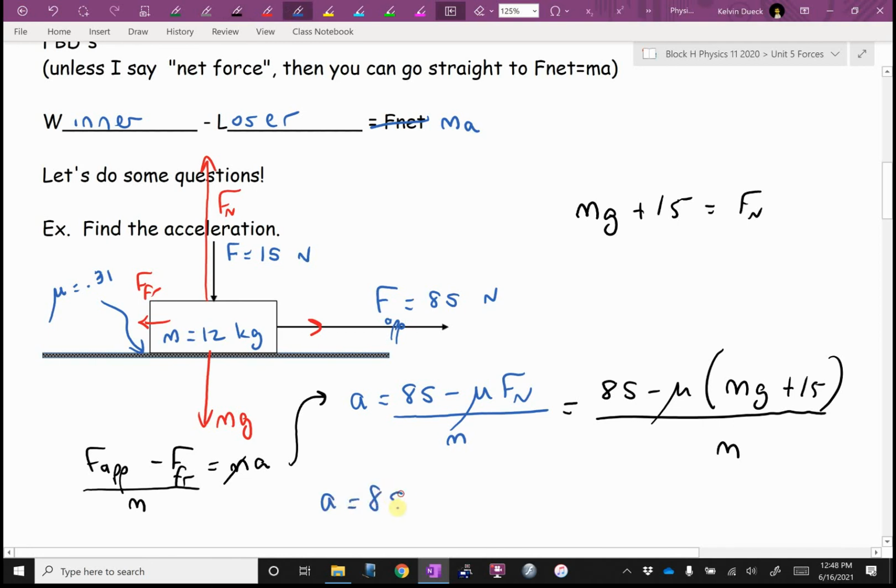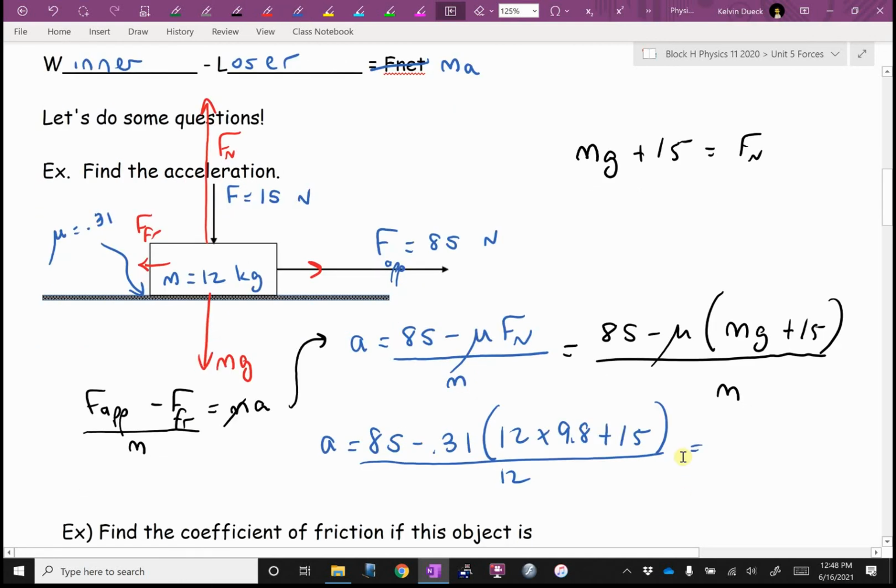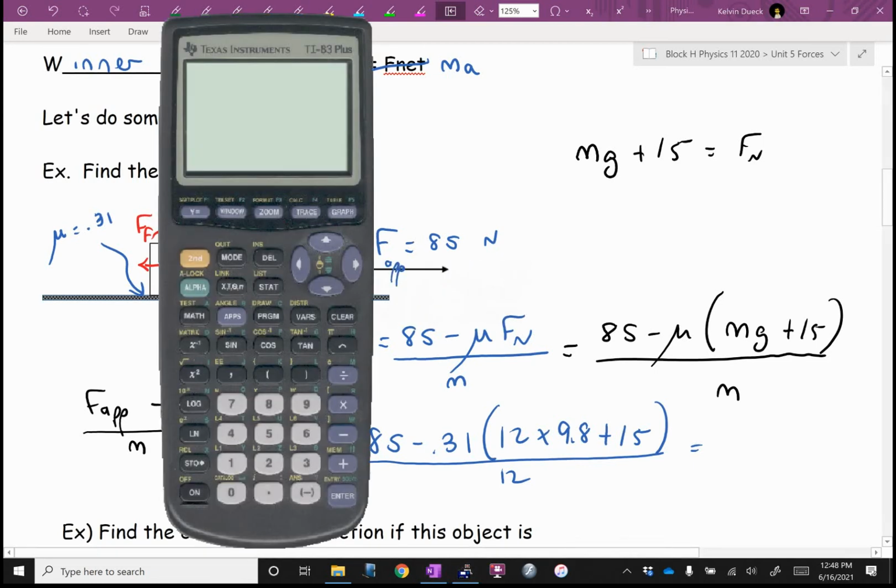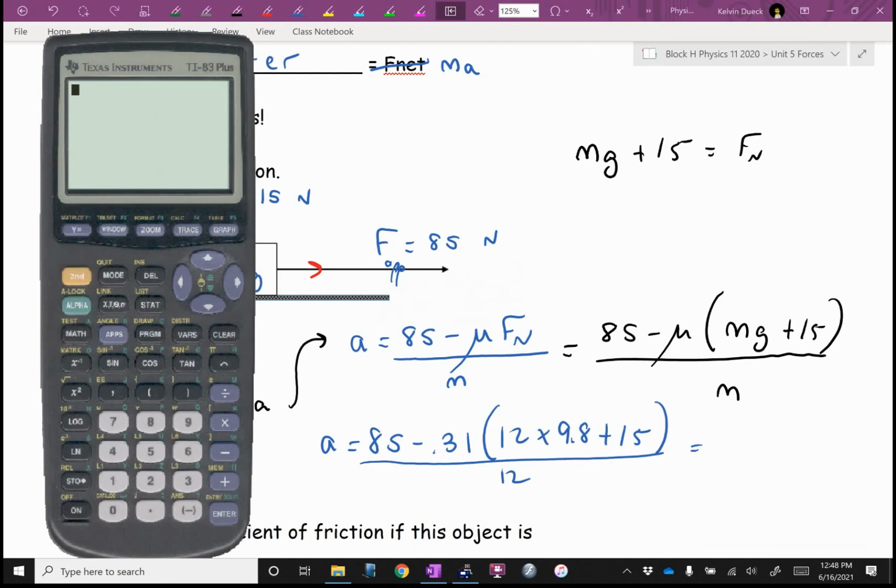I can go 85 minus what's mu? I don't know what's mu with you. 0.31. 12 times 9.8 plus 15, all over 12. Everybody try typing this in. This is good calculator practice. And there is going to be one like this on your test where the normal force is not mg. There's either going to be something pushing down or pushing up.